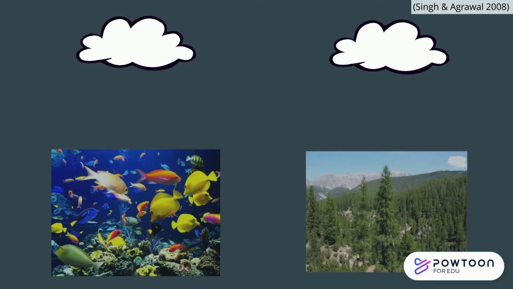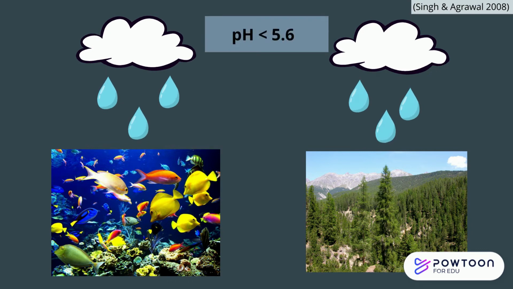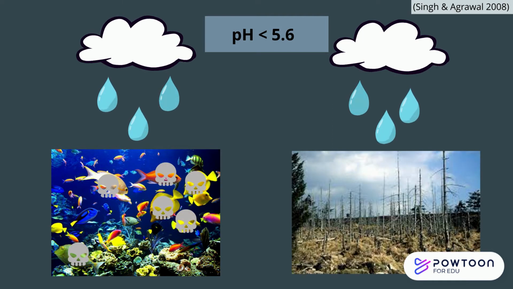Acid rain is classified as any rain that has a pH value less than 5.6, and its presence can have many damaging impacts on the environment, including reducing diversity in aquatic environments, tree death, and corrosion.